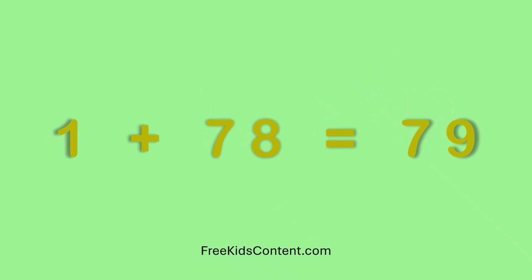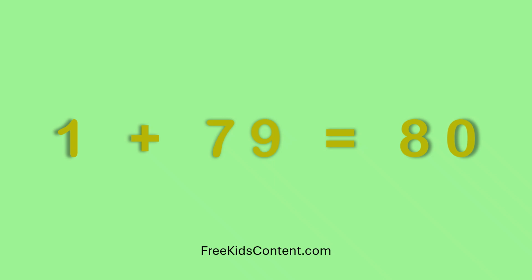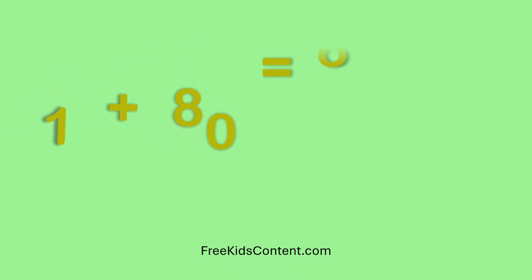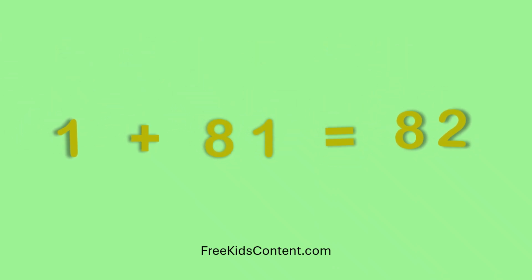1 plus 78 is equal to 79. 1 plus 79 is equal to 80. 1 plus 80 is equal to 81. 1 plus 81 is equal to 82.